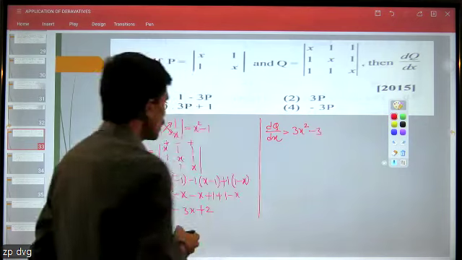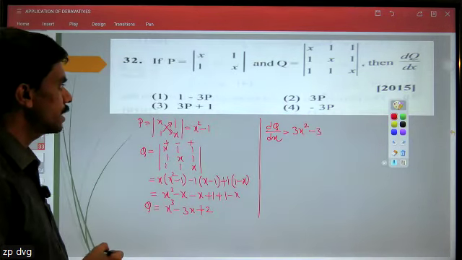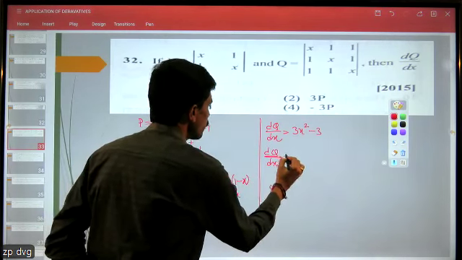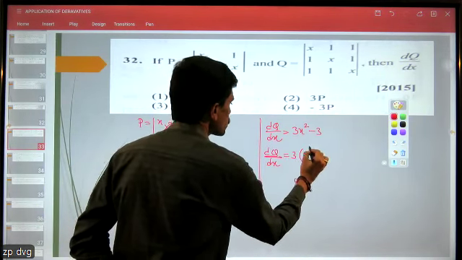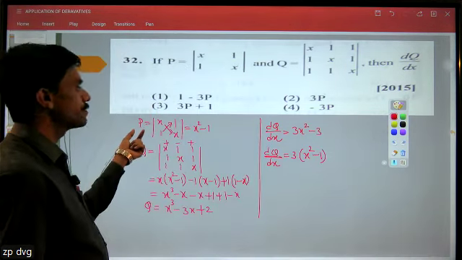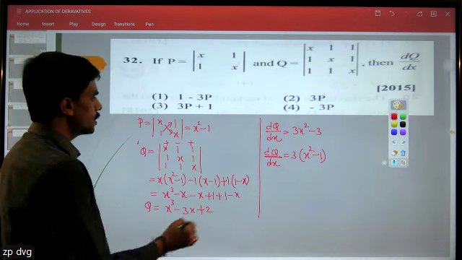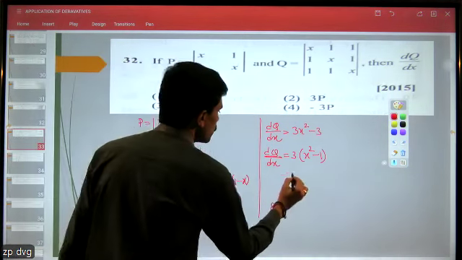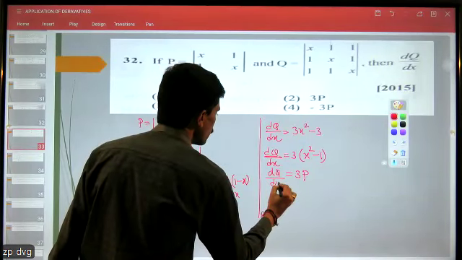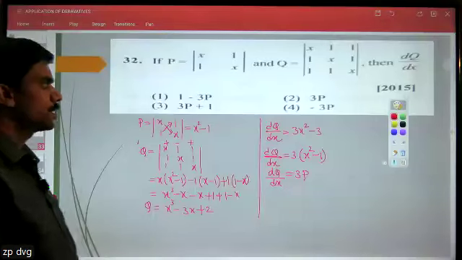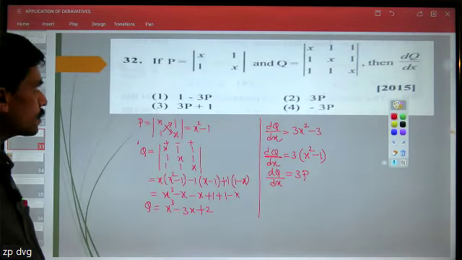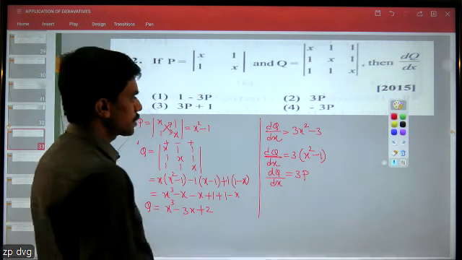minus 3. If we take 3 as common in dQ by dx, we get 3 into x square minus 1. But what is x square minus 1? That is P. So x square minus 1 is equal to P. So that's why we get 3 into P. So dQ by dx is equal to 3 into P. The correct answer is option. Okay, so question number 32 is completed.